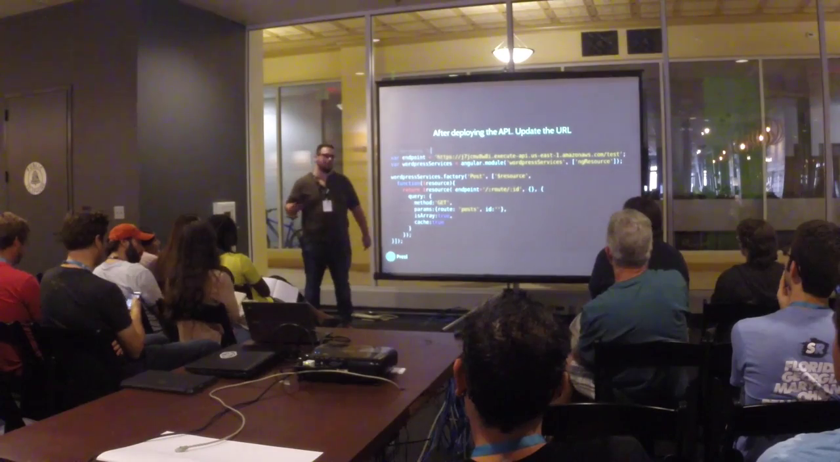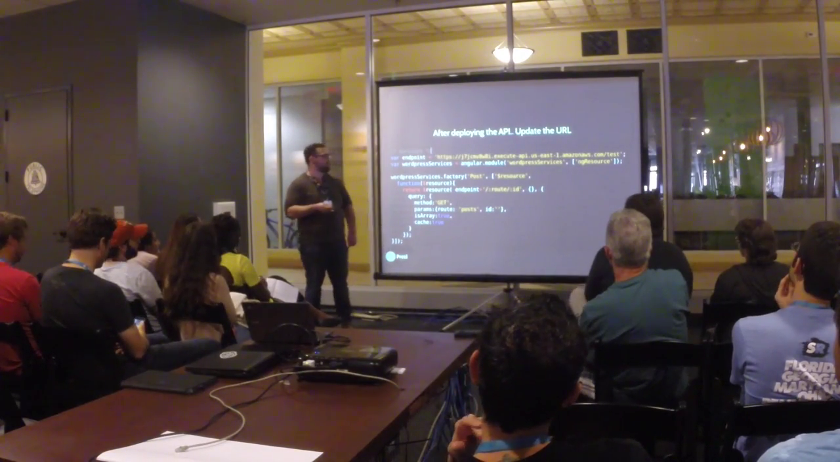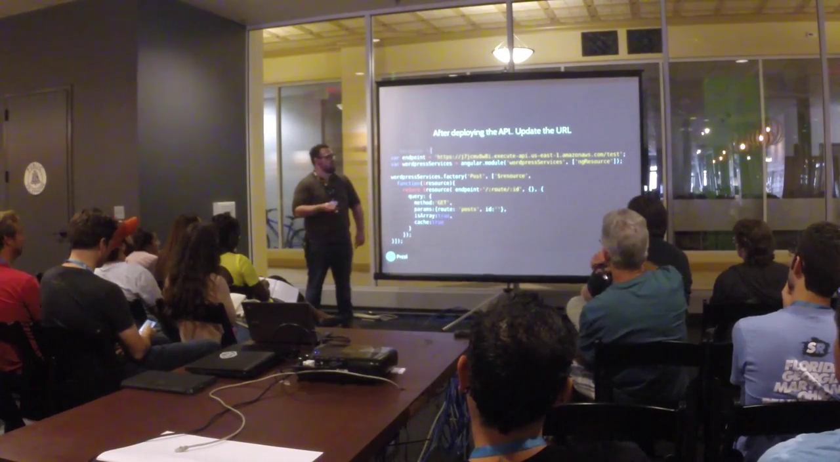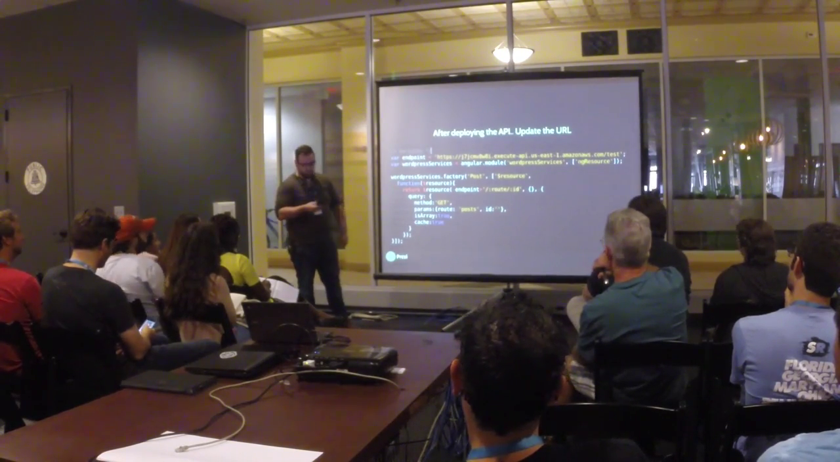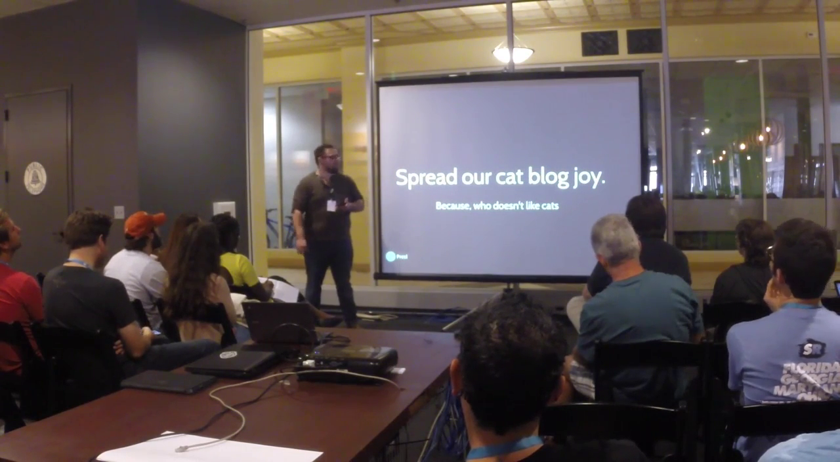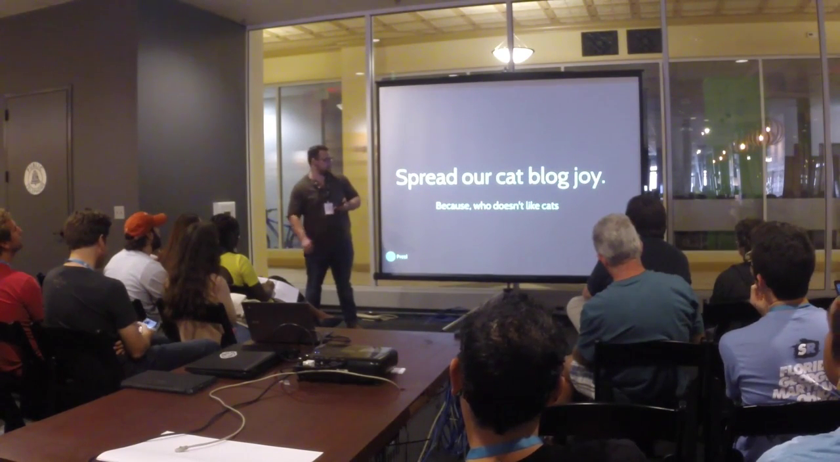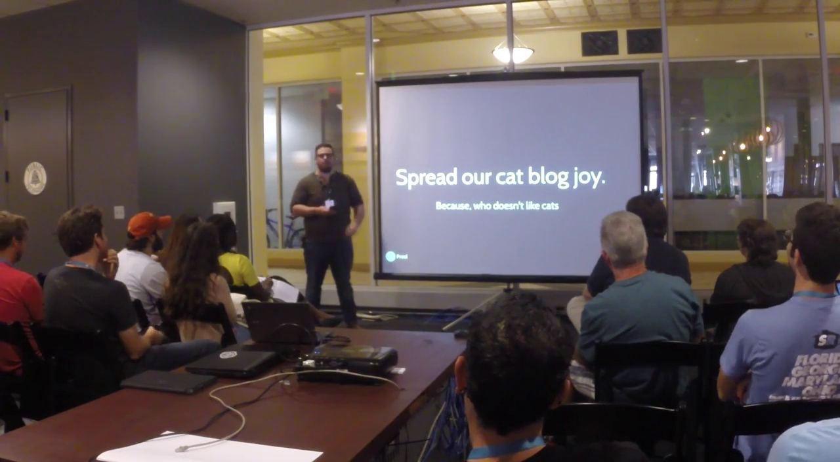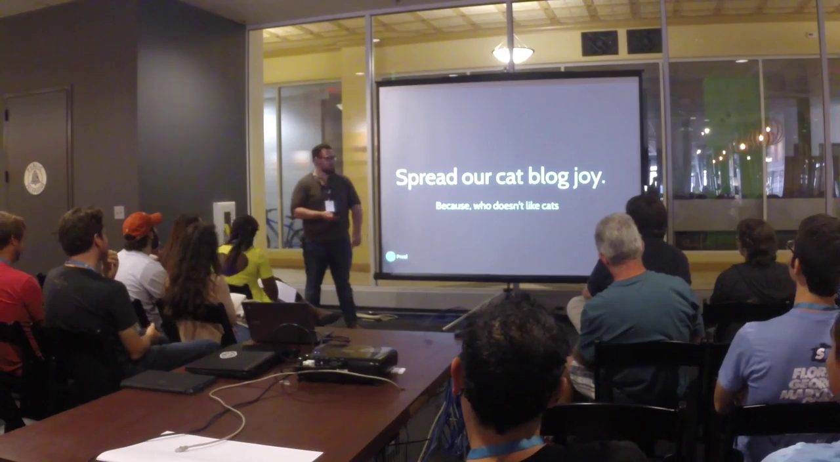Back to our AngularJS application, just updating the endpoint to use the Amazon API Gateway. And that's all we have to do. And we can now spread our blog to work. Because who doesn't like cats? Clearly, I was writing this at 3 a.m.